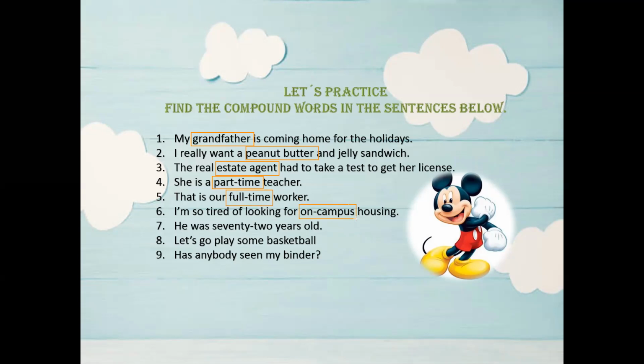So this is an easy word, a piece of cake. As you can see, we have a hyphen, so we are going to identify easily what the word is. Oh, as you can see, we have another compound word, but in this case it's a closed compound word, right? And you deserve a clap. Okay, excellent. And the last one: Has anybody seen my binder?